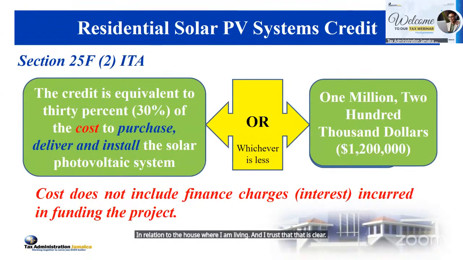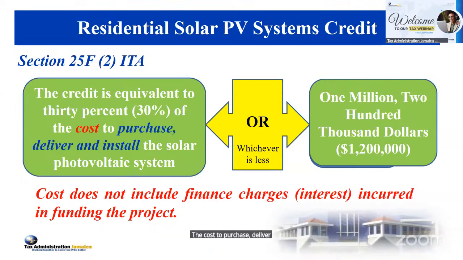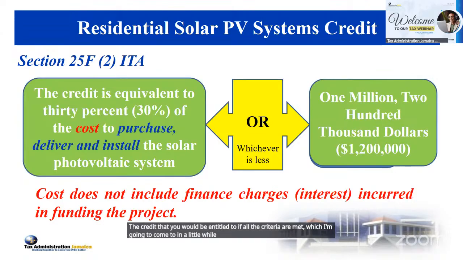All right, so what is this credit? The credit is the equivalent of 30% of the cost to purchase, deliver, and install the solar photovoltaic system, or $1.2 million, whichever is less. So if you were to purchase a system for $3 million, the credit that you'd be entitled to, if all the criteria are met, which I'm going to come to in a little while, would be 30% of $3 million.